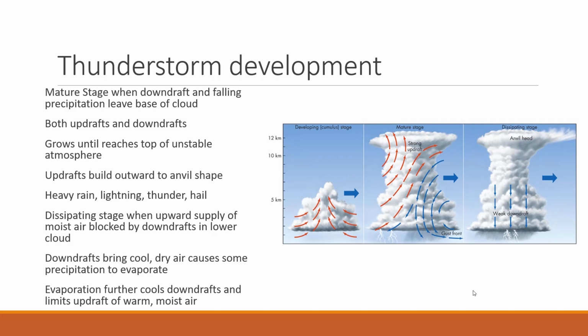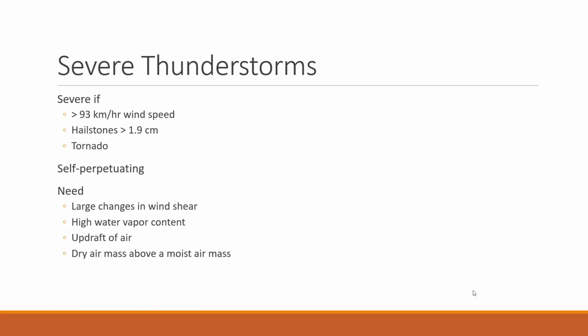And this will cool those downdrafts, and so it will further block the updraft of that warm, moist air, and basically the thunderstorm will have run its course at this point. A thunderstorm is considered severe if it has wind speeds greater than 93 kilometers per hour, if it has large hailstones, or if it creates a tornado.